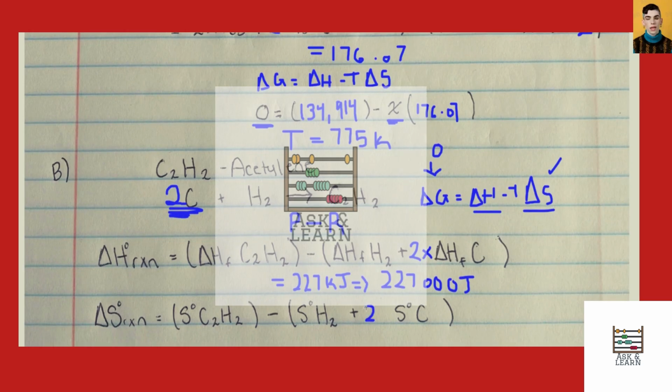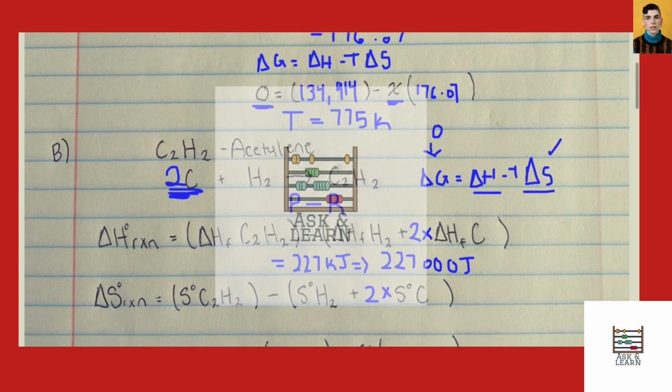Great. And now we're going to do the same exact thing with our standard entropies. So again, remember to put our coefficients. And I haven't provided the standard entropies, but again, they should be in your textbook or you can Google them. So pause the video and do that quick calculation, and you should get 58.8 joules.